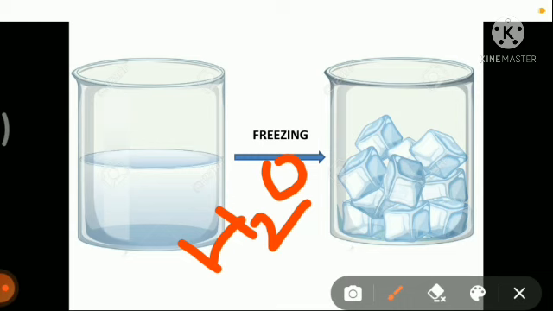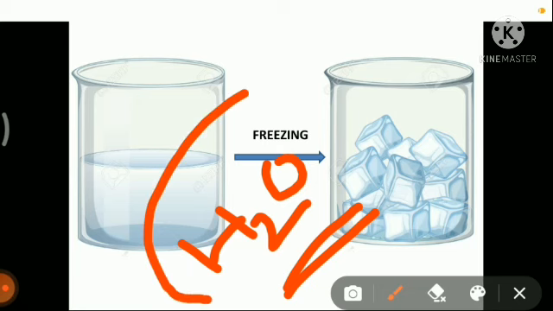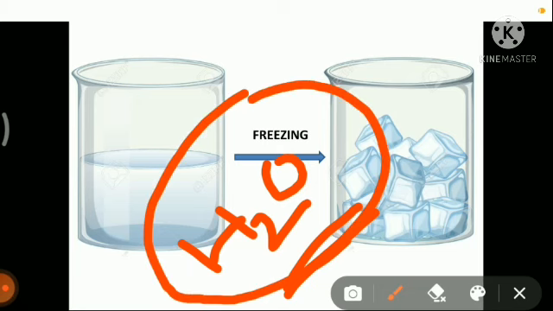Chemically, the composition of both water and ice is the same, that is H2O. During this process, the composition of the water does not change, it remains H2O. So what we have seen first is that the change is temporary, the change is reversible, and again the composition does not change, only the shape, or you can say the state, has changed.